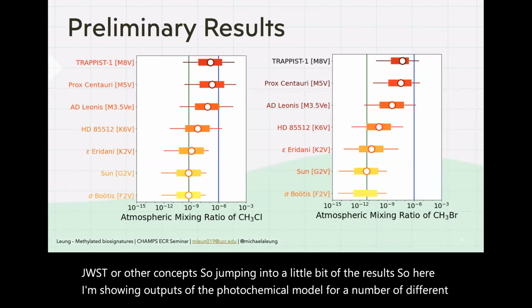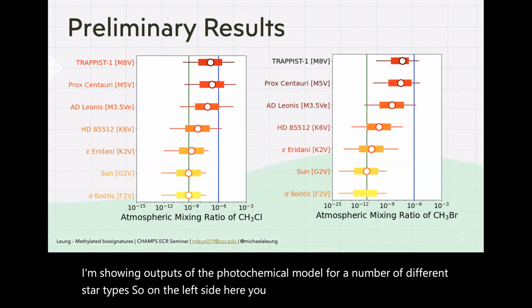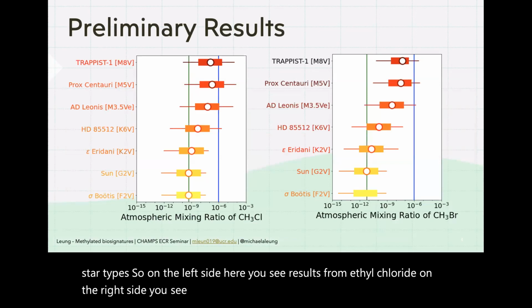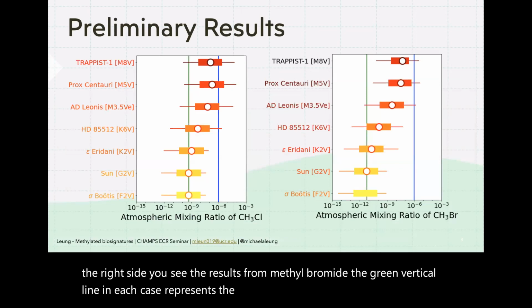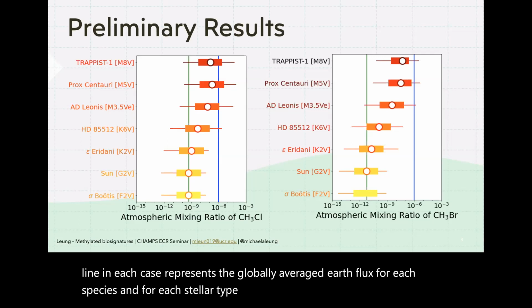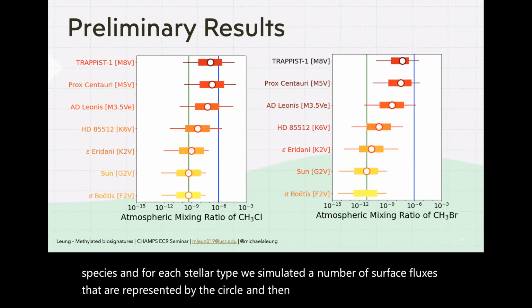So on the left side here, you see results for methyl chloride. On the right side, you see the results for methyl bromide. The green vertical line in each case represents the globally averaged Earth flux for each species. And for each stellar type, we simulated a number of surface fluxes that are represented by the circle and then thick and thin horizontal lines on the plots.